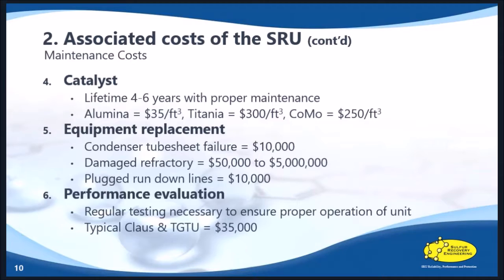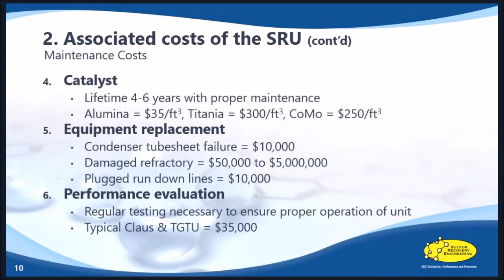Next one in terms of maintenance is condenser tube sheet failures. There's a cost associated with that. Say we don't maintain the proper thermal gradients during our startups and shutdowns, we may stress those welds. Cost of that, at least 5 figures. If we were to damage our refractory, either in the reaction furnace or in the catalytic converters due to a runaway fire, is that going to cost $50,000? Some people, it might cost $5 million in order to get all of that done.